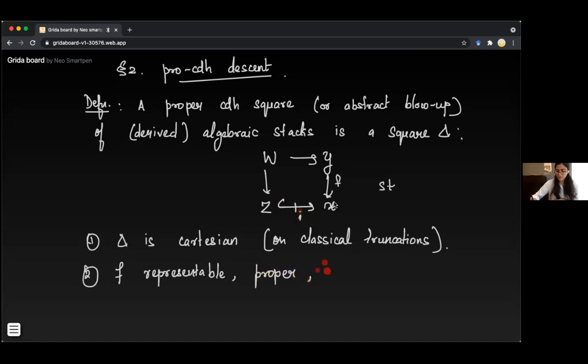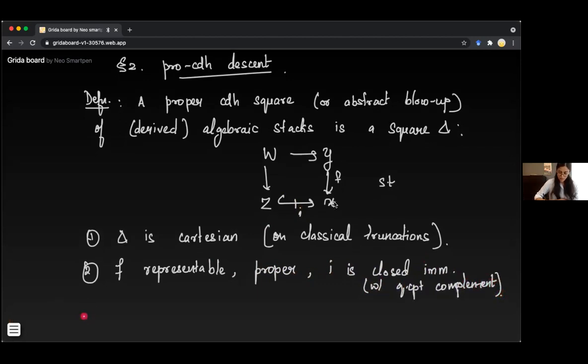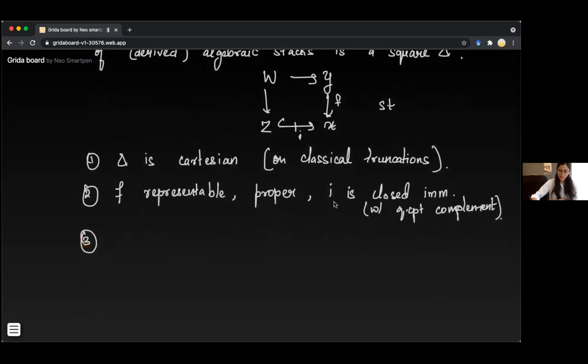This i is a closed immersion with quasi-compact open complement. And this map is birational, that is, it's an isomorphism outside of this Z. So f is an isomorphism on the open complement.